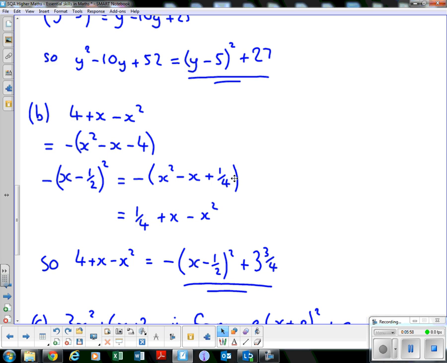So I've got the negative of all of that, again, because I've taken out the negative sign here. Now, what I'm going to do next, I'm just going to multiply through by this minus 1 at the front, just so I can compare it to what we had originally in the question. So I have a quarter, they have 4, I've got the plus x, I've got the negative x squared, so I've done most of it right. I just need to find out what to add on to make 4. So I need to add on 3 3/4 there. So 4 plus x minus x squared can be written as negative (x minus 1/2) all squared plus 3 3/4.